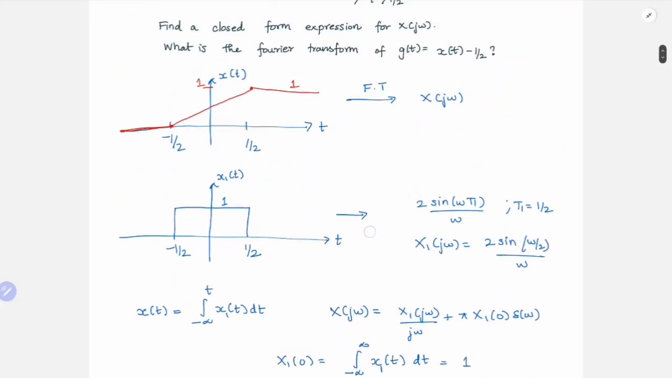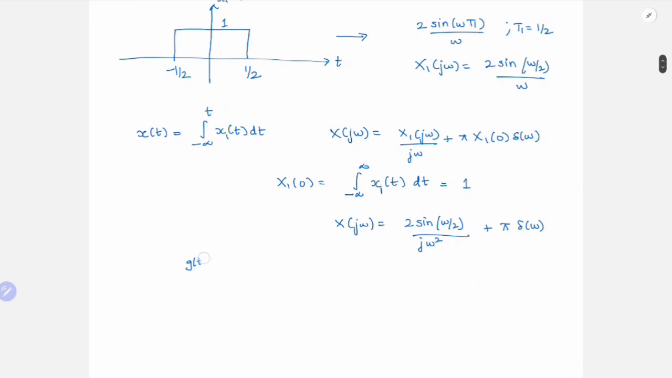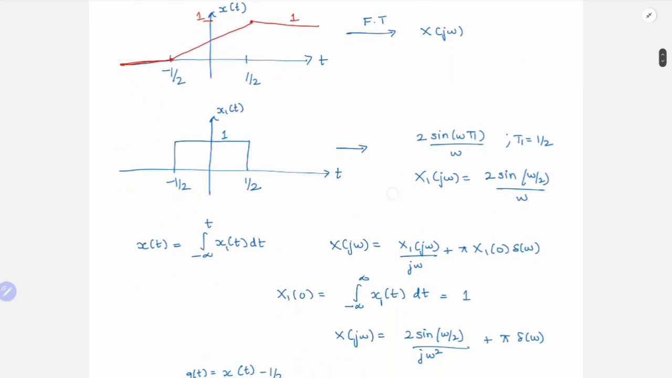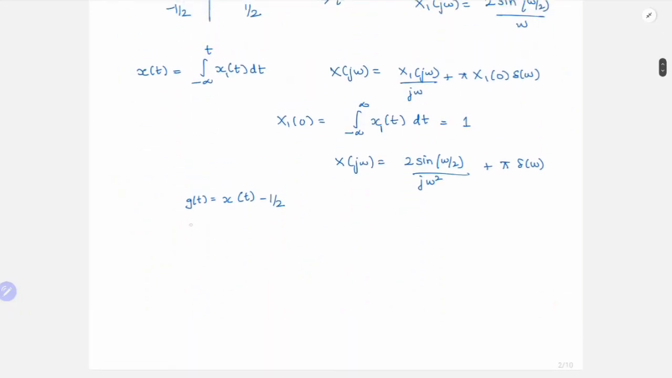So for the second part, we have g of t equal to x of t minus half, correct? So in that case, what we have to do? If we take the Fourier transform, using linearity property, we'll have g of j omega is nothing but x of j omega minus Fourier transform of half. Fourier transform of 1 was 2 pi delta of omega, right? So Fourier transform of half will be half into 2 pi delta of omega, which is nothing but pi delta of omega.